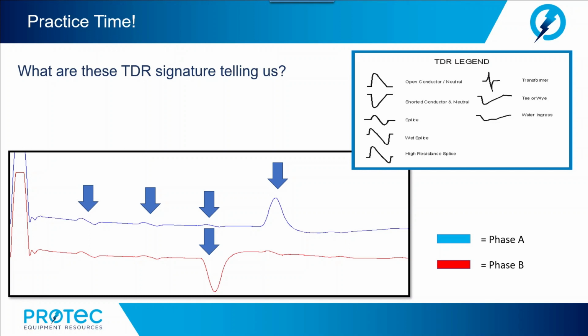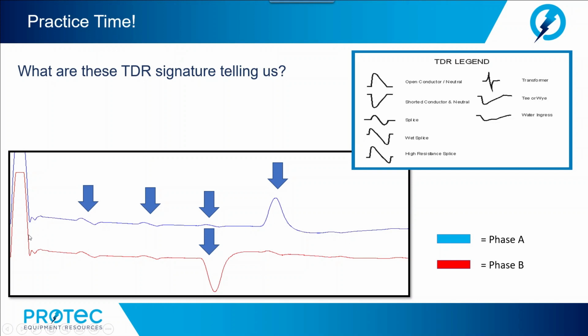Okay, I see some of you have entered in answers. Well, what we are seeing in the blue waveform or trace, we see the launch pulse going into the circuit, and we see the wiggle or sine wave pattern. Looking at our TDR legend, we see that this is a splice, and we have a repeat of this pattern. So we have 1, 2, 3 splices, followed by a large upward reflection, which most likely is the open circuit or the termination at the end of the cable run.